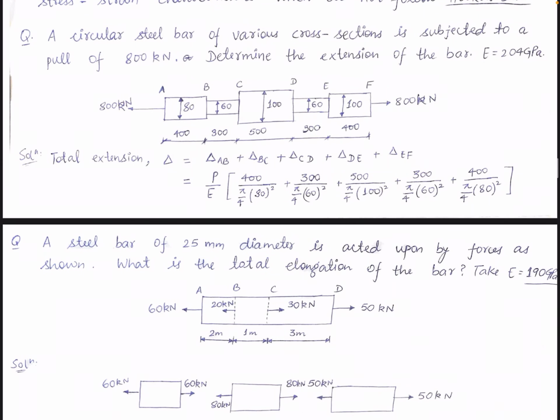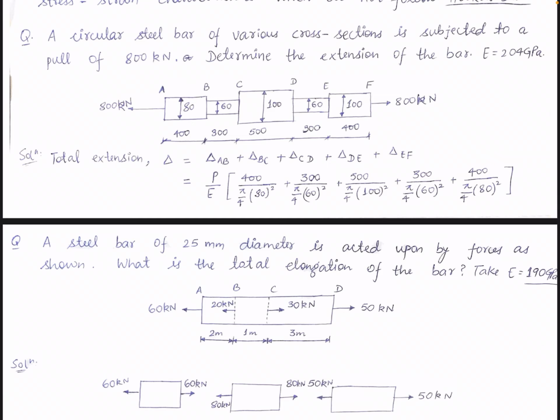Now let us try to solve a problem. A circular steel bar of various cross sections is subjected to a pull of 800 kilonewton. Determine the extension of the bar. So what we are going to do, we will be just adding all the deformations independently. So delta A to F will be delta of AB plus delta of BC plus delta of CD plus delta of DE and finally delta of EF.